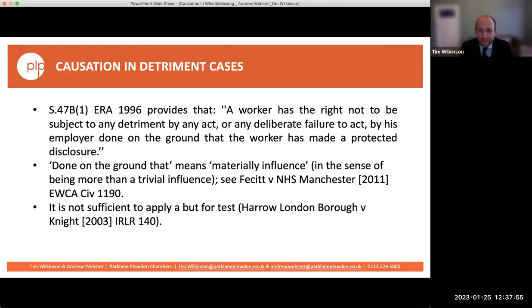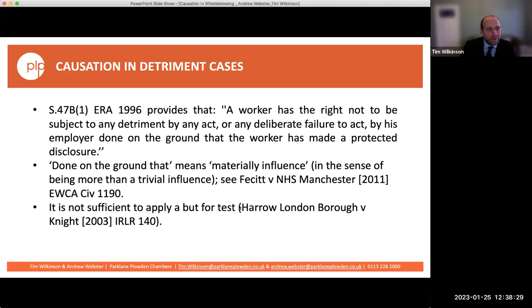But in that particular case, it was said that the disclosures themselves had played no part in the detrimental treatment, that Fessett had been moved not because of the disclosure, but because the workforce was no longer functioning, and that was the only option available. So a but for test perhaps would have worked: but for the disclosure, the workforce wouldn't have been dysfunctional and she may not have been moved, but that was not the test. The test is whether it was materially influenced.